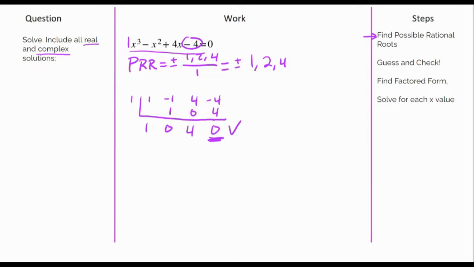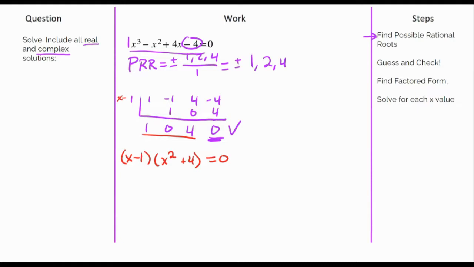That means that we can factor out x minus 1 because I know positive 1 is a 0. So what that means is that I factor this and it becomes x minus 1, and then this gives me what's left over. So I have x squared plus 0x plus 4.